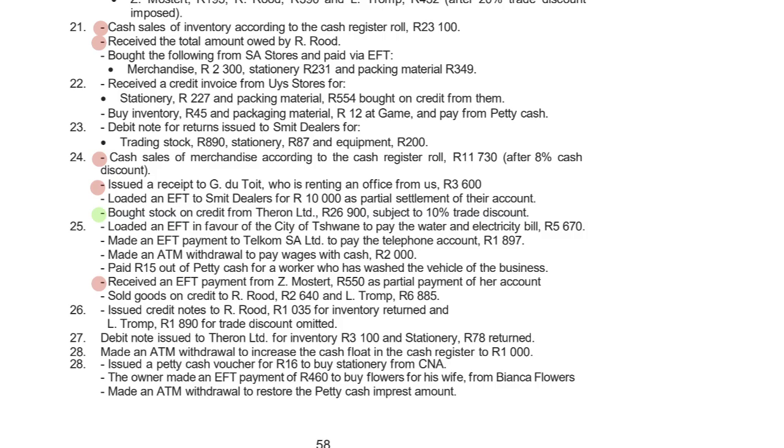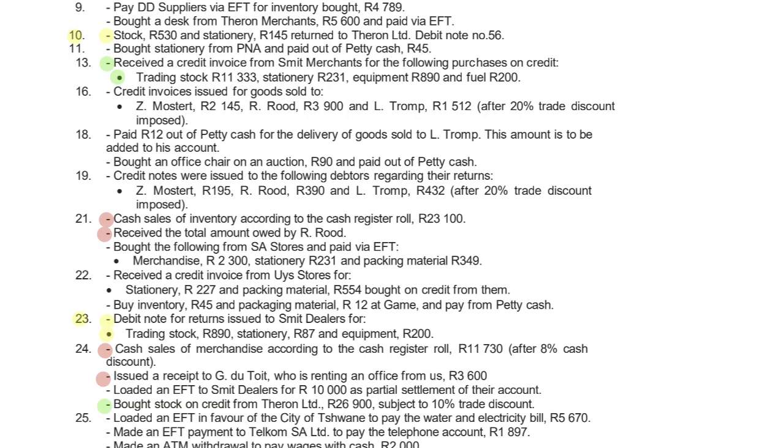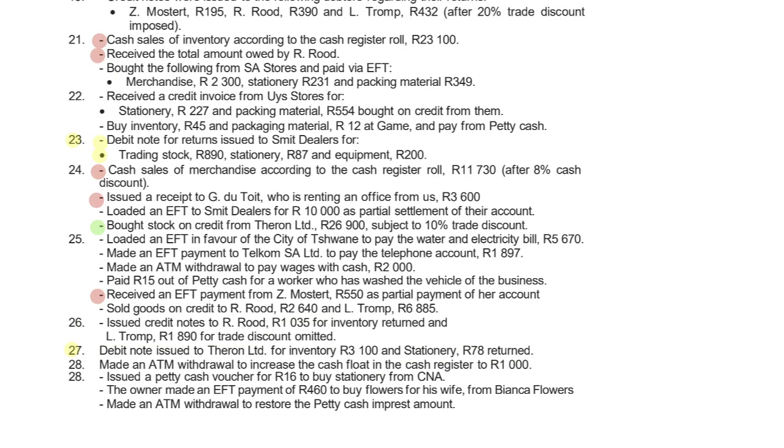Now let's go and record our third journal, which will be our CAJ journal. I'm going to record that in yellow. The first CAJ entry is on the 10th, and then on the 23rd, and then the last one is on the 27th.